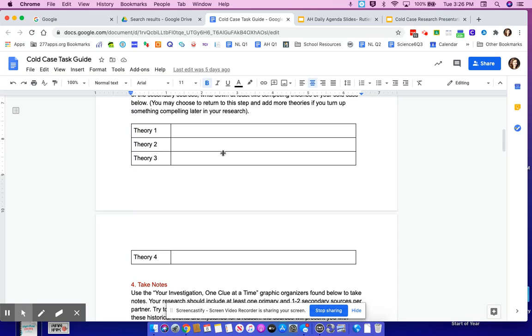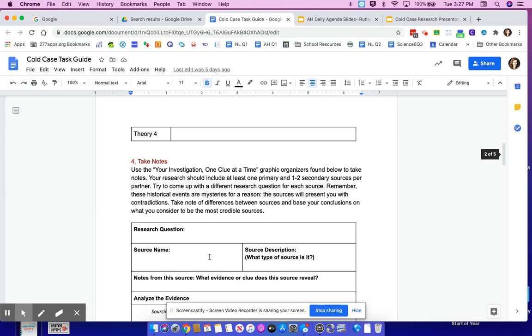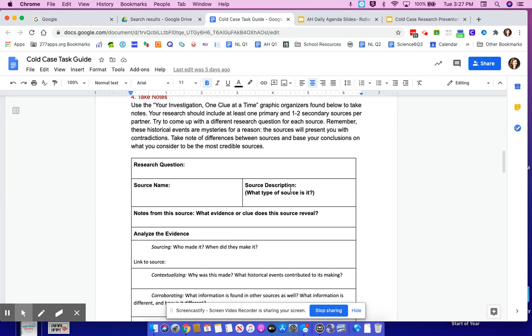So you came up with some theories that you need to look into. Choose one of them and start your research now. Take notes using this document. So you'll type your research question at the top, then find a website that gives you more information or potentially answers that question. So it might be something like, why do some people think that the lost colony of Roanoke didn't actually disappear, that the colonists joined American Indian tribes? Then you're going to look for a source that answers that question.